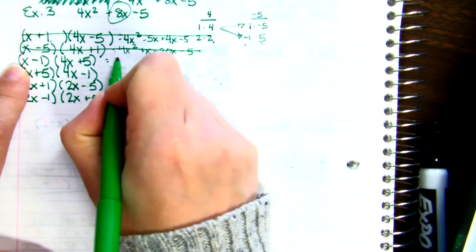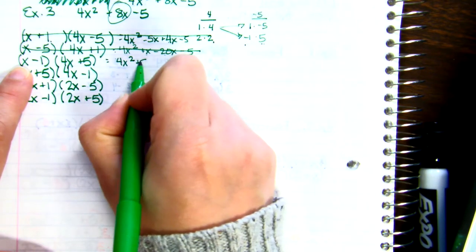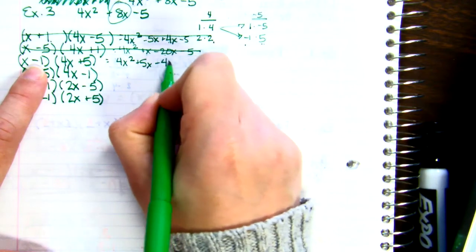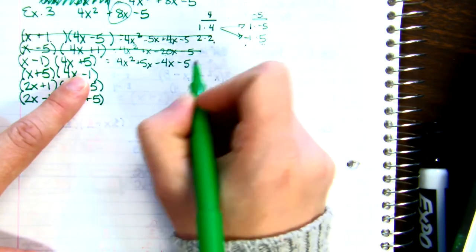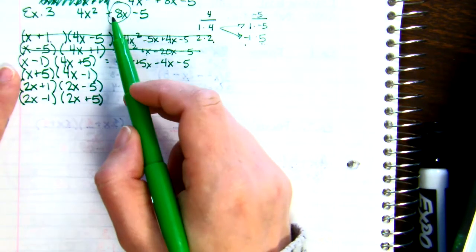X and 4x make 4x squared. Outside is 5x. Inside is negative 4x. Last is negative 5. This is going to make a positive 1, which is still not that 8 that we're shooting for. So that one didn't work.